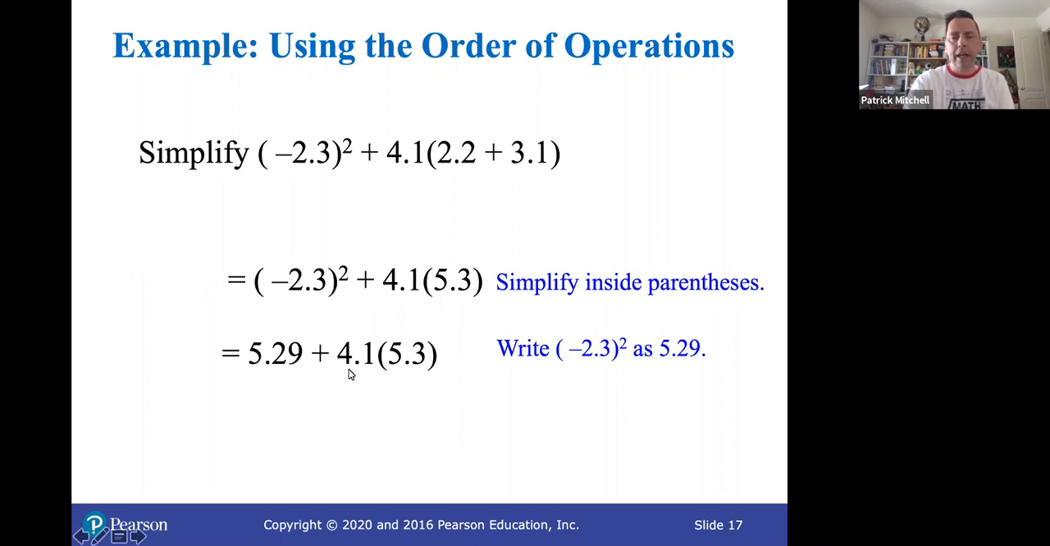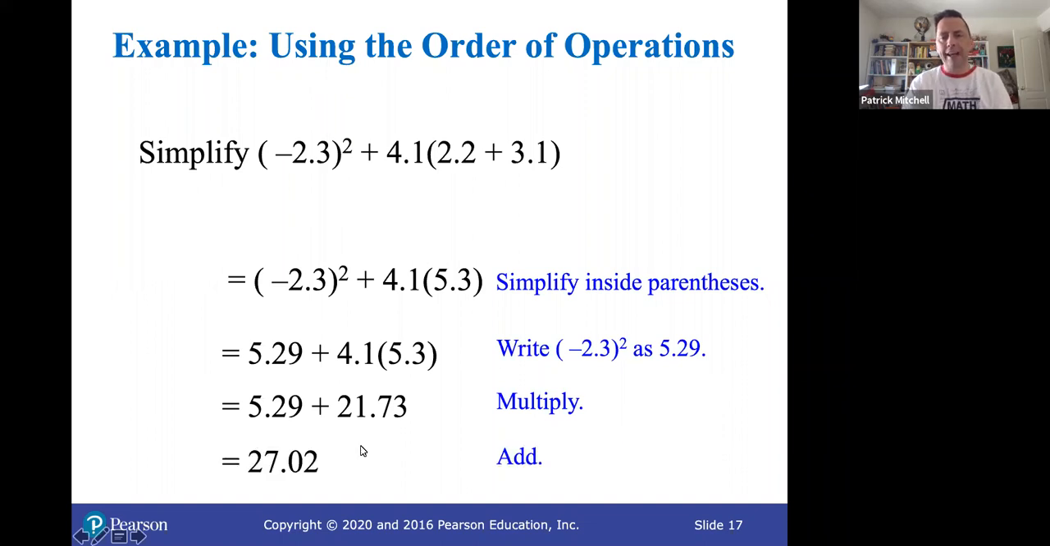Now we'll do the multiplication. 4 and 1/10 times 5 and 3/10 is 21 and 73 hundredths. And finally add these two together. The final answer is 27 and 2 hundredths.